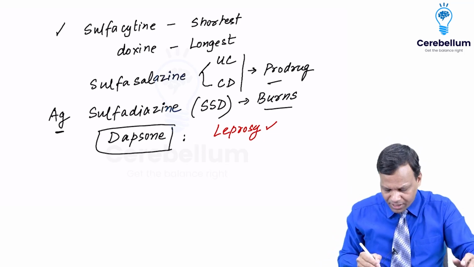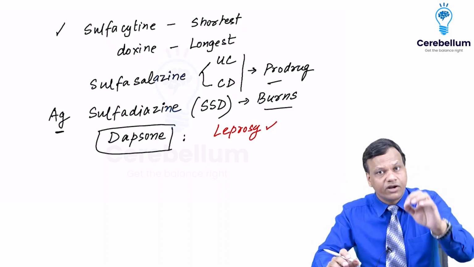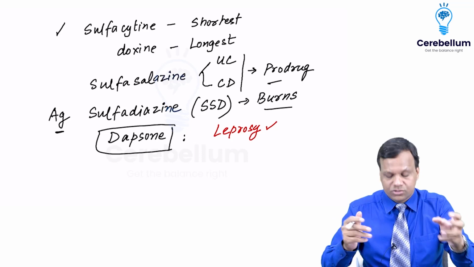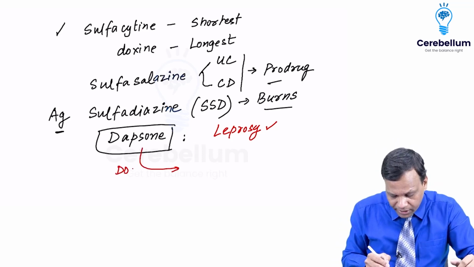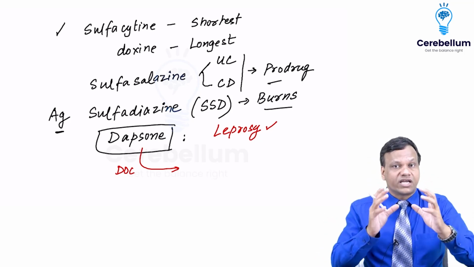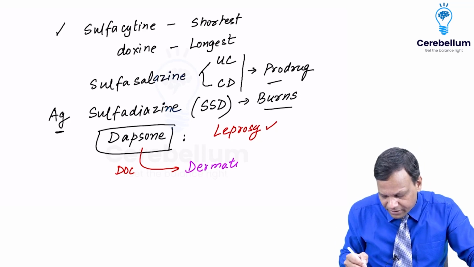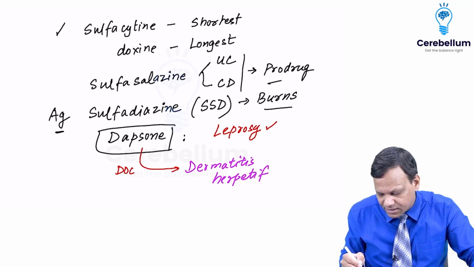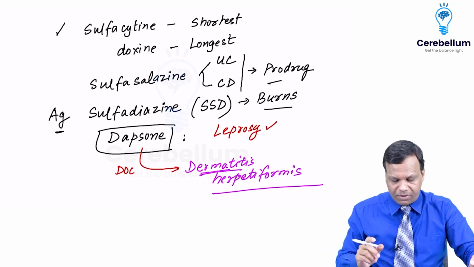What is special to remember: dapsone is used in leprosy, we know, but the examiner also knows that, everyone knows dapsone is used in leprosy. So they ask a question, dapsone is a drug of choice for, but leprosy is not in the option. So in which skin condition is it the drug of choice? Yes, it is dermatitis herpetiformis. Dapsone is drug of choice for dermatitis herpetiformis. Very important to remember. Okay.